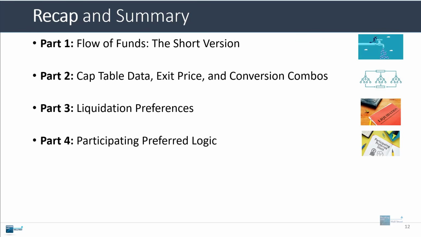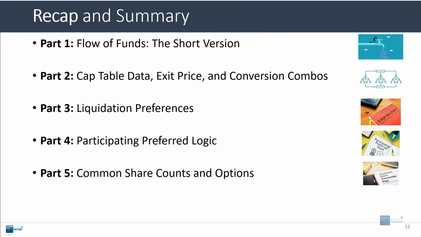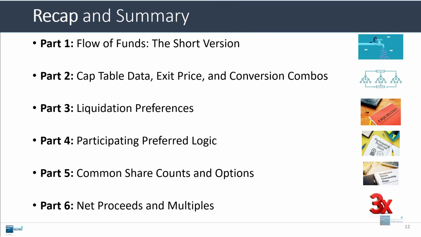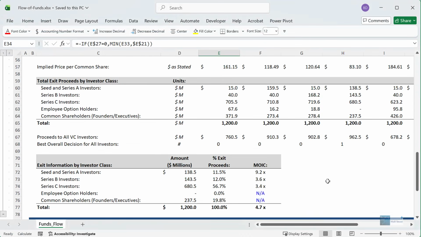Then you address participating preferred and you reflect any caps. If participating preferred exists, you look at the remaining proceeds and multiply by the ownership percentage. But if a cap exists, you have to limit this to the cap minus the liquidation preference. Then you calculate the common share counts and you deal with options. You have to build in circular references for the options part, which is a little bit tricky. And then at the very bottom, you add up all the proceeds, you calculate the multiples, and of course you determine the optimal conversion decision, which we did right here using this max function.